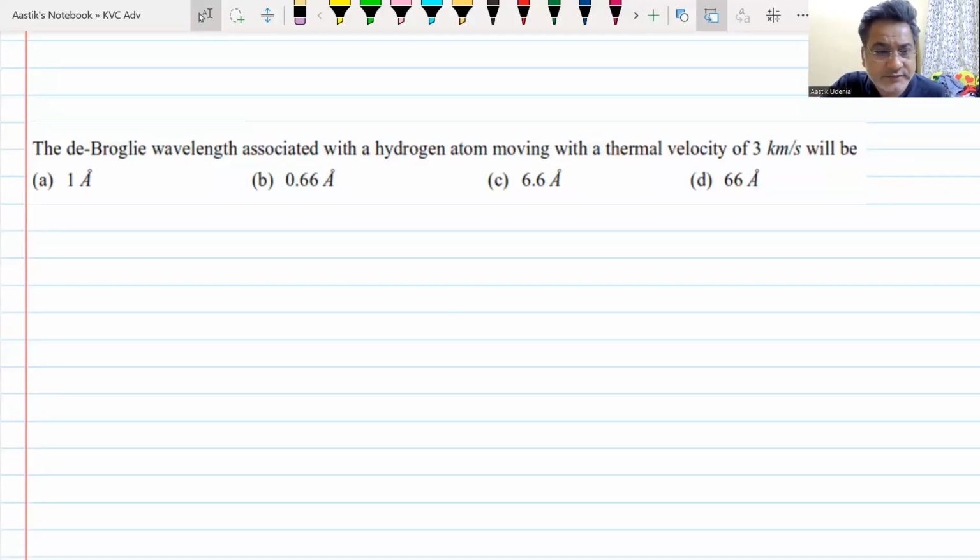Then we have this question, and I hope you can answer this. The de Broglie wavelength associated with a hydrogen atom moving with a thermal velocity of 3 km per second. When they say thermal velocity, which velocity are they referring to? VRMS. They are referring to the VRMS. So I'll give you 2 minutes to give me the answer.